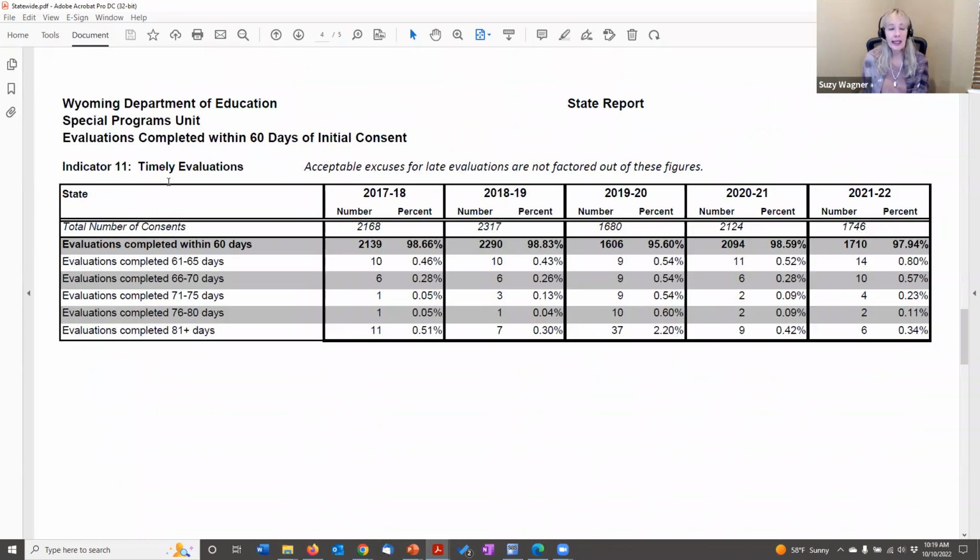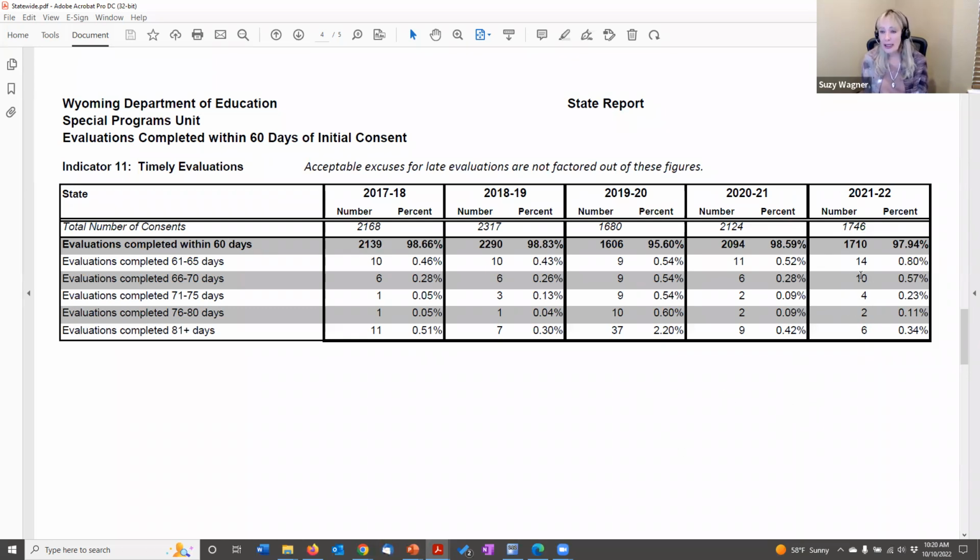The next report is indicator 11, timely evaluations. And this shows how many initial consent for evaluations were received in a given school year, and then what percent of those took place within 60 days. So in 21-22, there were 1,746 K-12 evaluations received. 1,710 of them were evaluated on time. That translates to 97.94%. And so here you can see we have about 36 evaluations that were not evaluated on time.